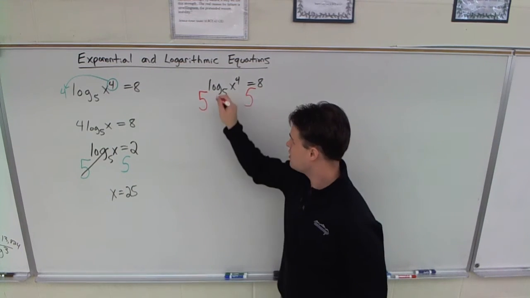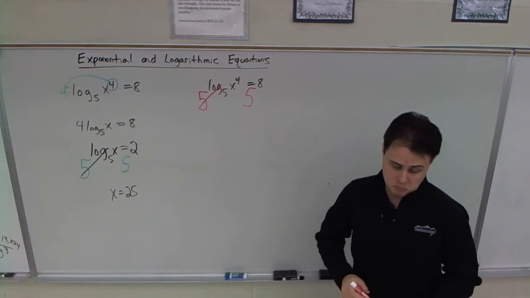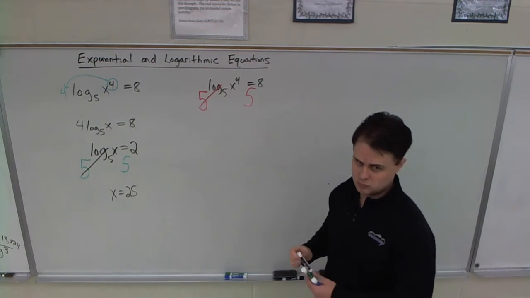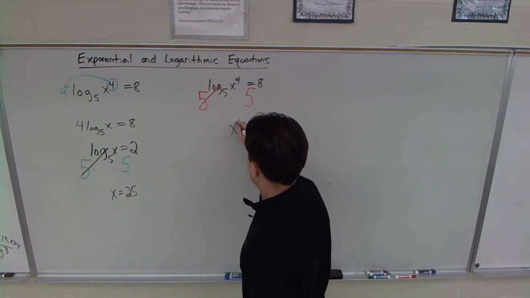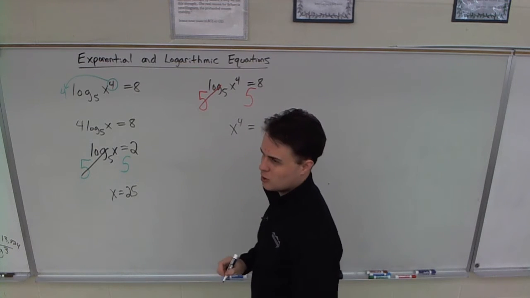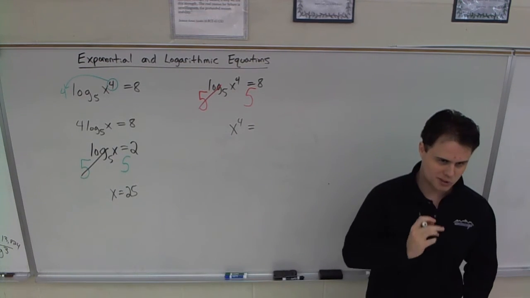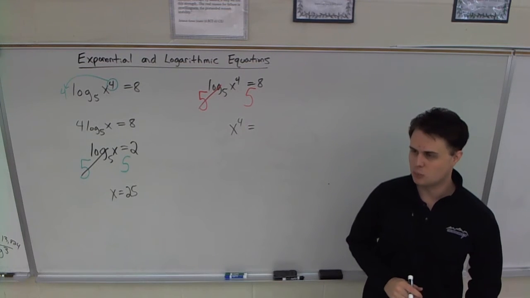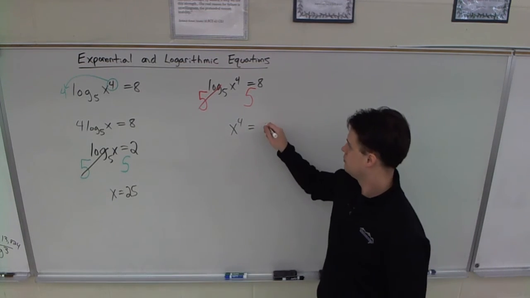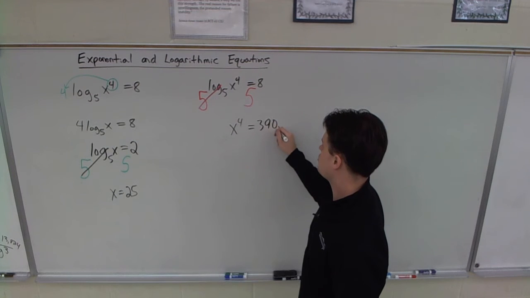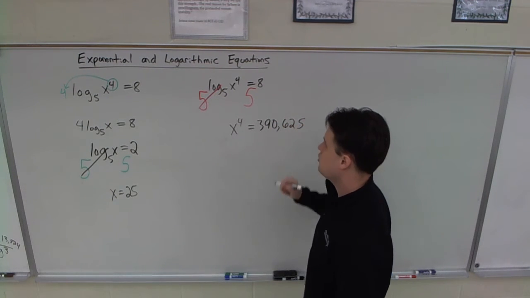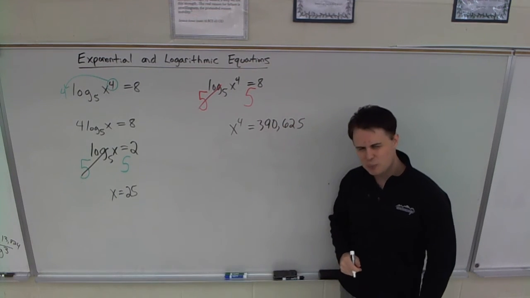Couldn't you do that right away? And this cancels, right? Yep. You have x to the 4th power equals, oh man, I don't know that power, 5. Calculators? What you guys got? It's a big number. 390625. So 390,000. And x is still not by itself. Ugh.